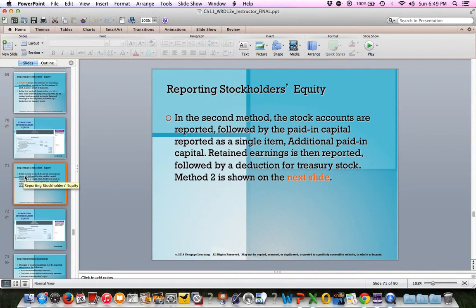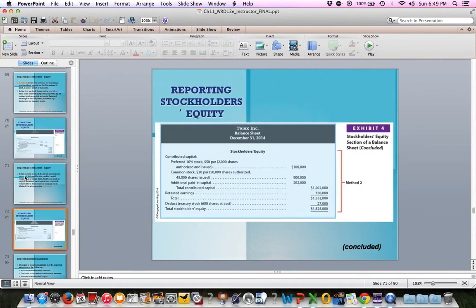The second method, shown on the next slide, is that stock accounts are reported, followed by paid-in capital as a single item, additional paid-in capital. Retained earnings is then reported, followed by a deduction for treasury stock. So this one is preferred. You can just see the par value, common at par, total paid-in capital for both classes in one line, retained earnings of $350, deduction for treasury stock, and then my grand total here of $1,525,000.